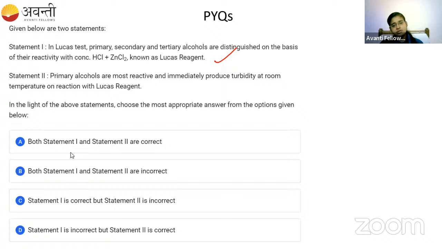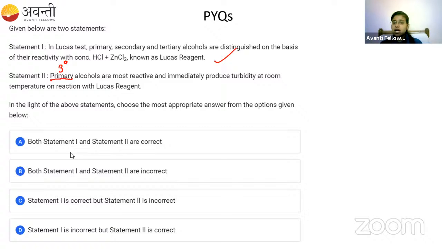What about statement 2? Primary alcohols are more reactive and immediately produce turbidity at room temperature. What about the second statement? Statement 2 is wrong. Very good. Statement 2 is incorrect. Why? Because tertiary alcohols are more reactive. That is what we have studied in the lesson, right? Tertiary alcohols are more reactive and they produce the turbidity immediately.